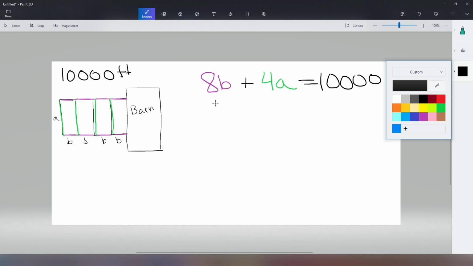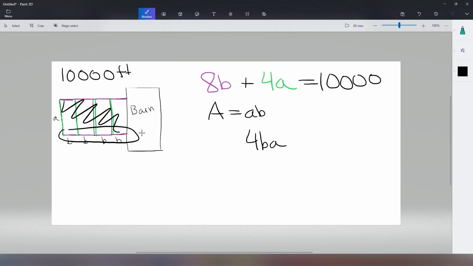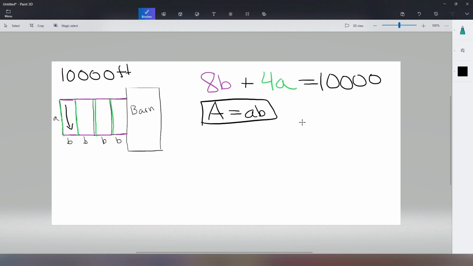So we're going to write a function, or in these terms, I'm going to write area equals A times B. We could do 4B times A, right? Because this is 4B and this is A to find the entire area of the entire segment. But it would make better sense to do AB because we just want to find the dimensions that maximize this area specifically.